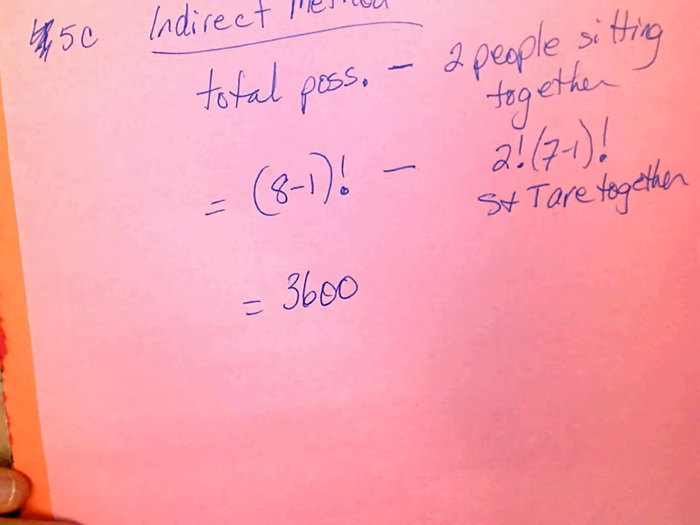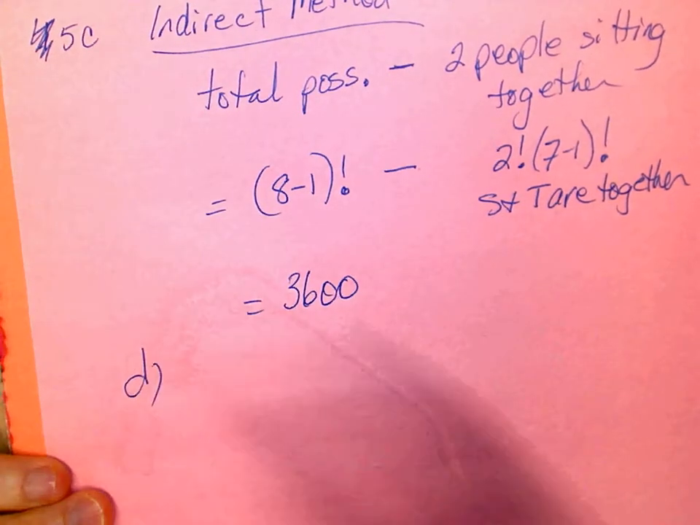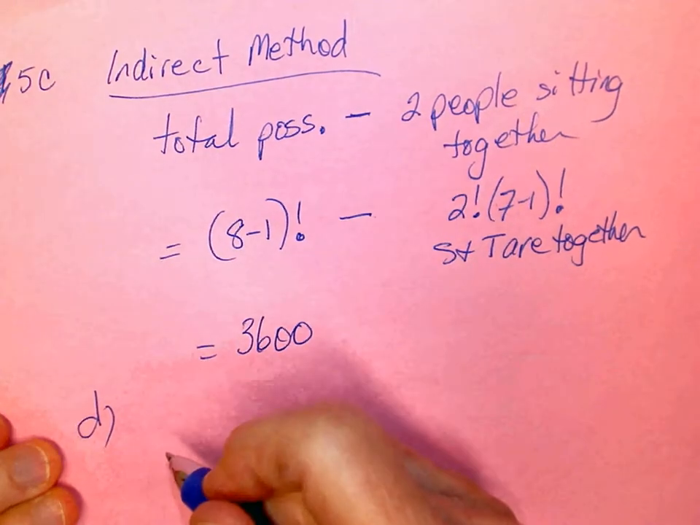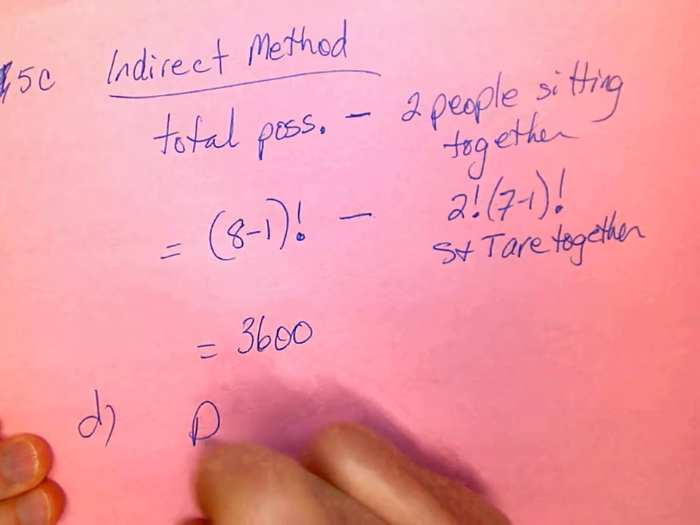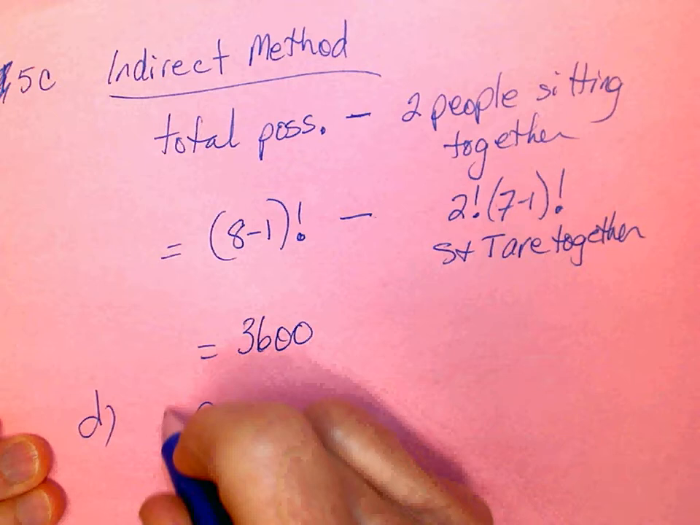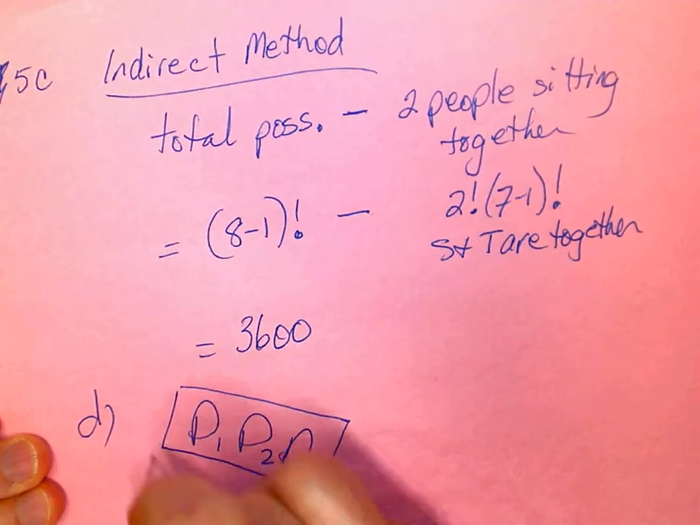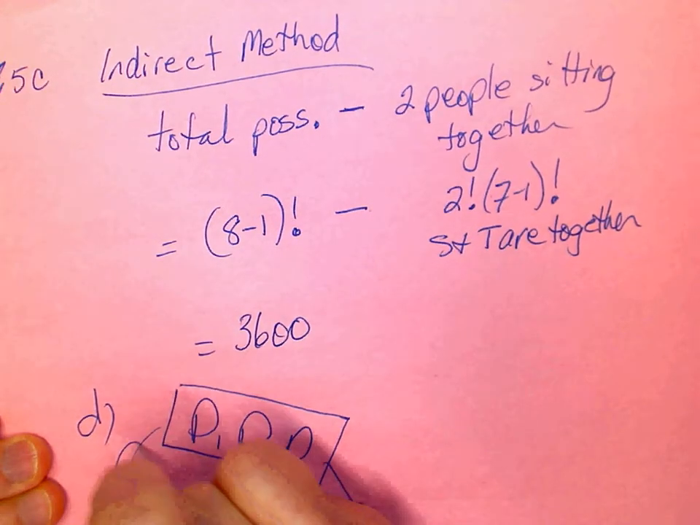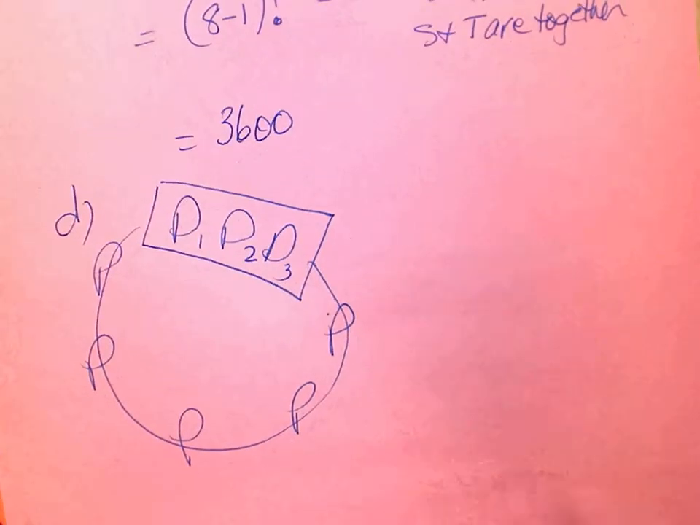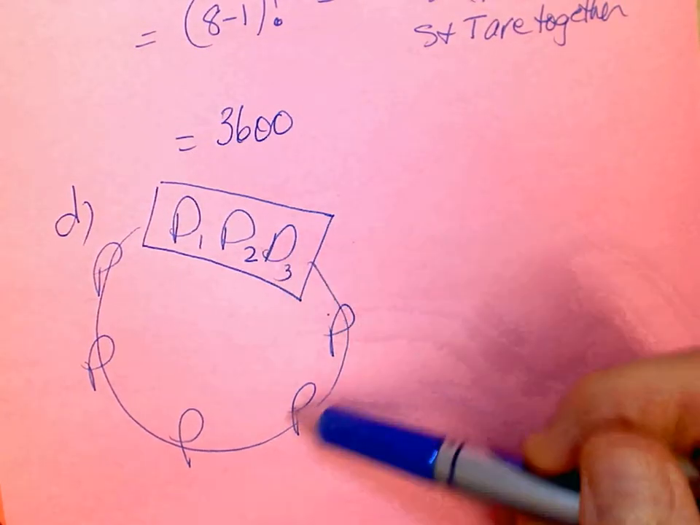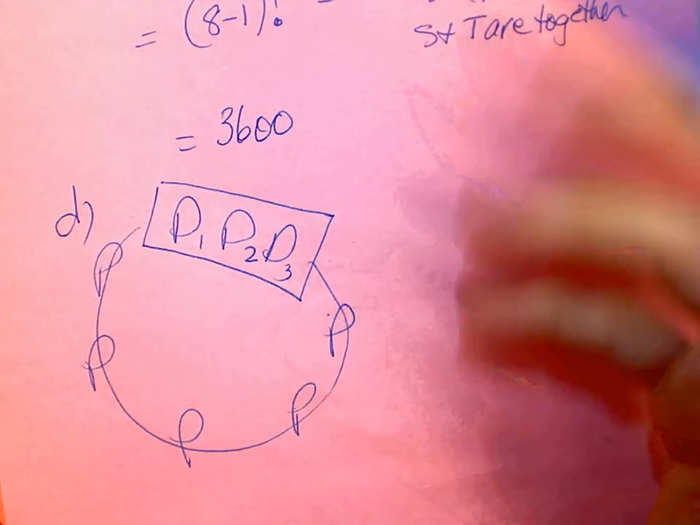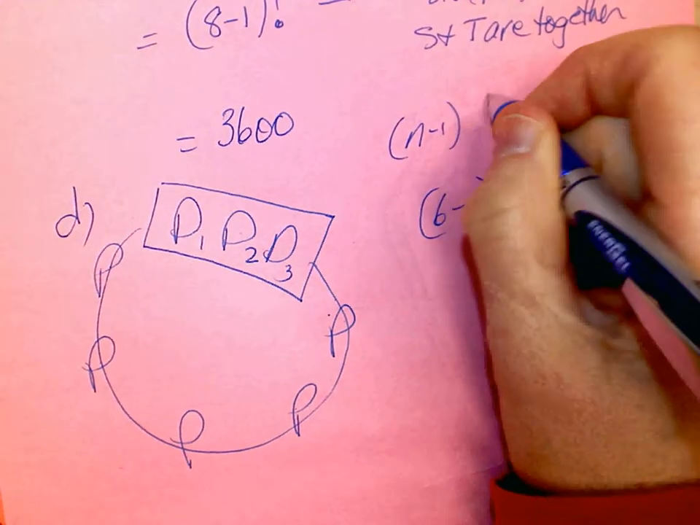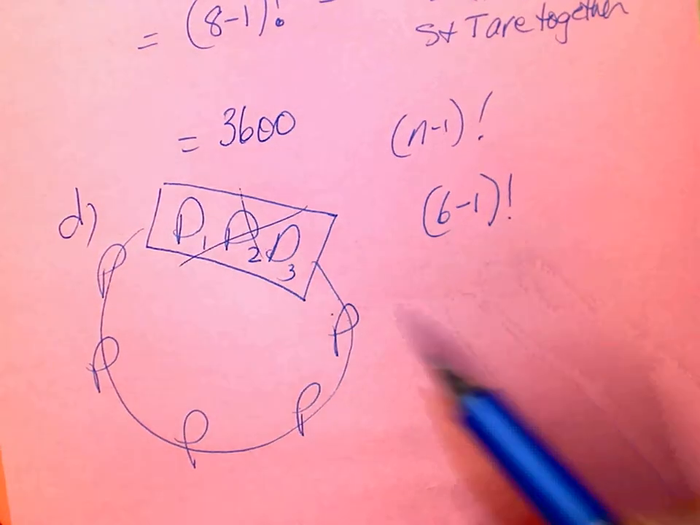D. So in part D we have 3 of the directors must always sit together. So there's 3, 4, 5, 6, 7, 8. So if we look at this, we're arranging 1, 2, 3, 4, 5, 6 things. So we're going to go 6 minus 1 factorial because we're still applying that formula where we fix one item we're arranging. In this case, it's the three directors that are together.